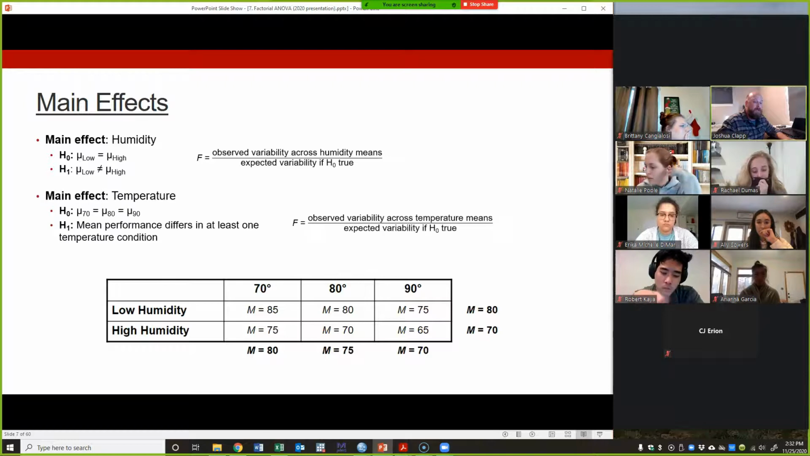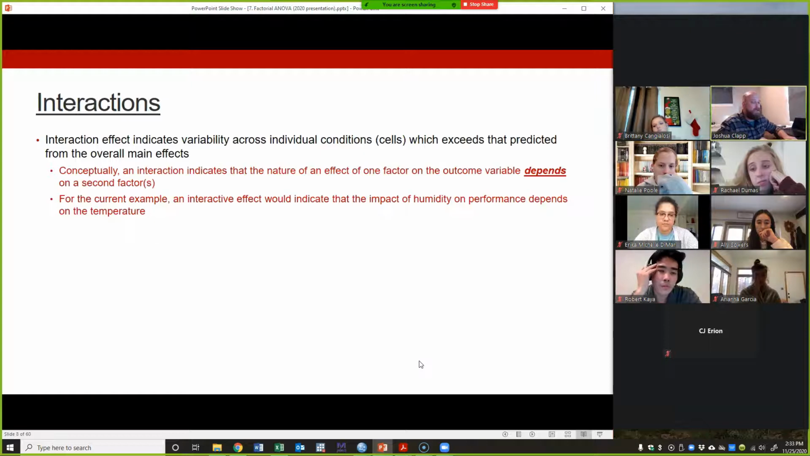We talked about main effects of humidity, which we're seeing here in the margins. We're talking about main effects of temperature, which are down here in the margins. Ignoring temperature, do we see differences across low and high humidity? And ignoring humidity, are we seeing differences across 70, 80, and 90 degrees temperature? So these are our main effects.